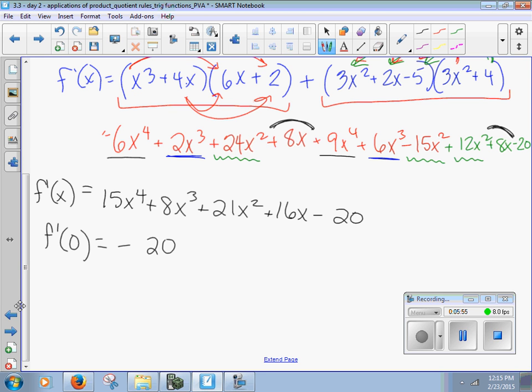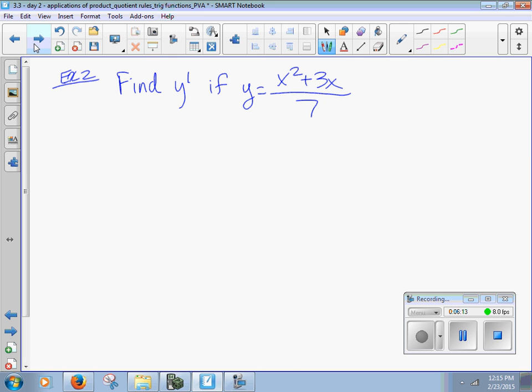Everybody good with that so far? Yeah. So what would that negative 20 be? The slope of the tangent line at x equals 0. How in the world could I find the y value? And then what could I do? Find the y for the tangent line.